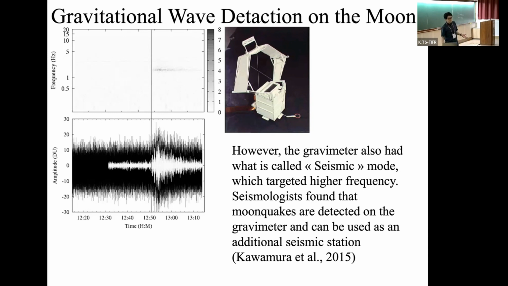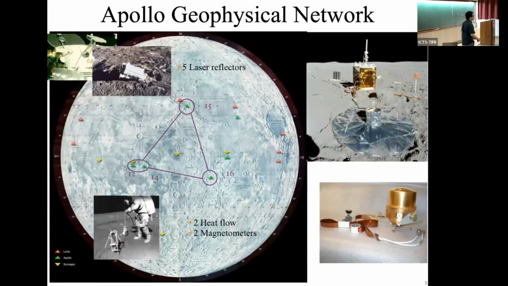With that said, let's move to seismic observation, or more generally, the geophysical observations we made on the moon. This is the Apollo network, an almost triangular-shaped network on the lunar near side, and we have heat flow probes, magnetometers, and laser reflectors. So this was really an almost complete geophysical station that we deployed on the moon.